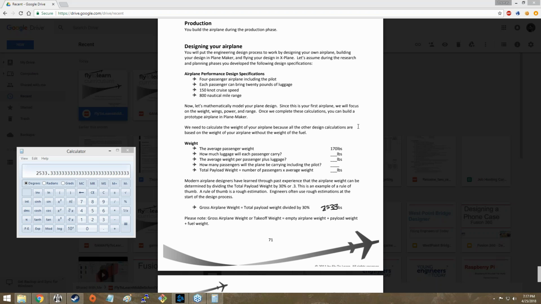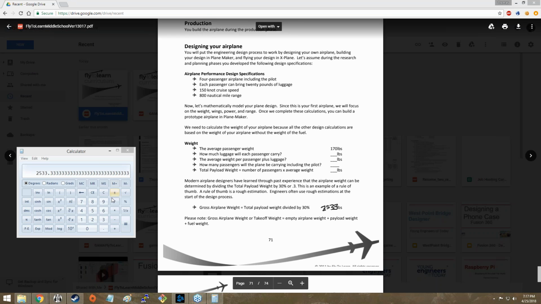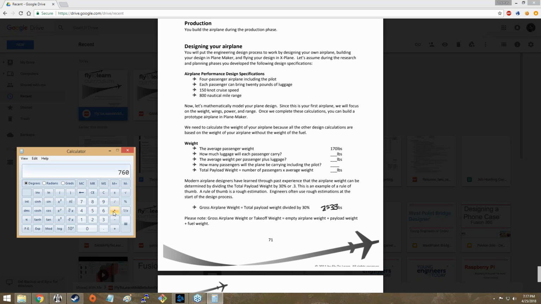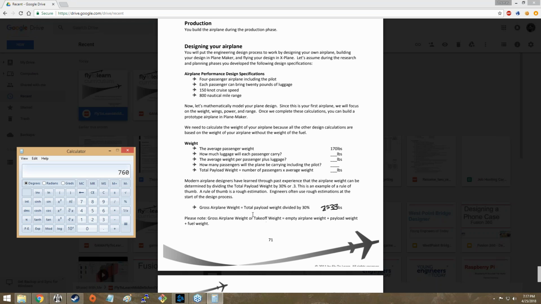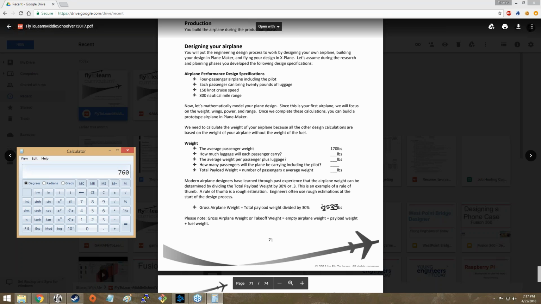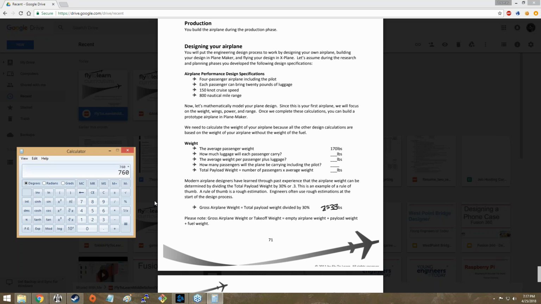I guess it's just an interesting way of saying that the total payload weight is a third of the gross airplane weight. Anyway, gross airplane weight is 2,533 pounds, so roughly 2,500. Yeah, all right.